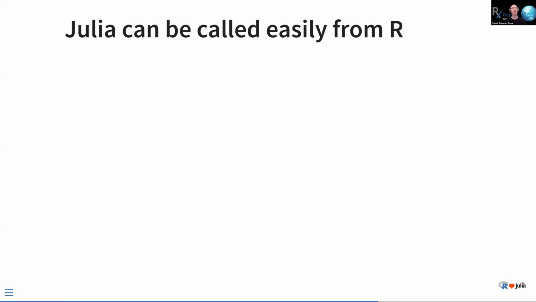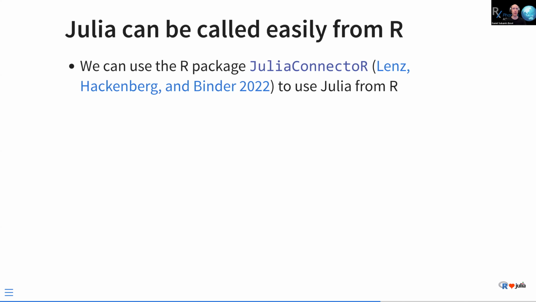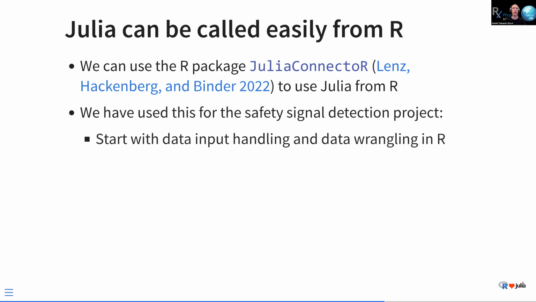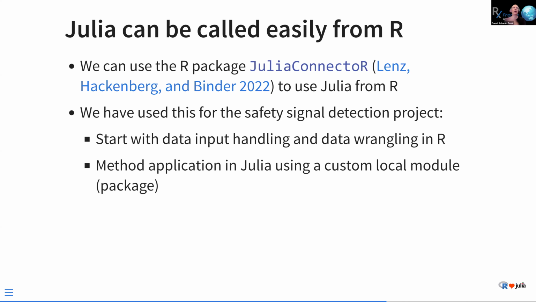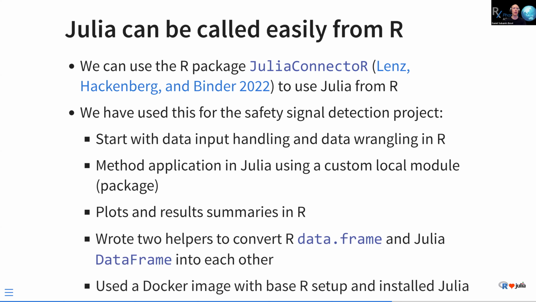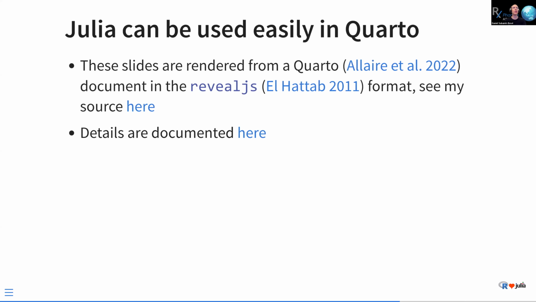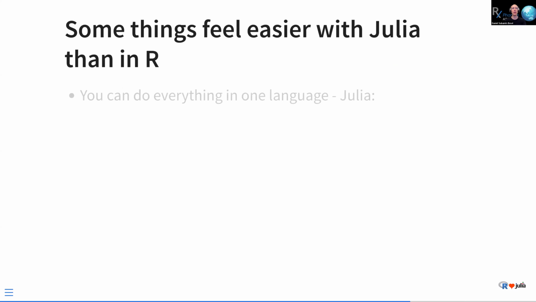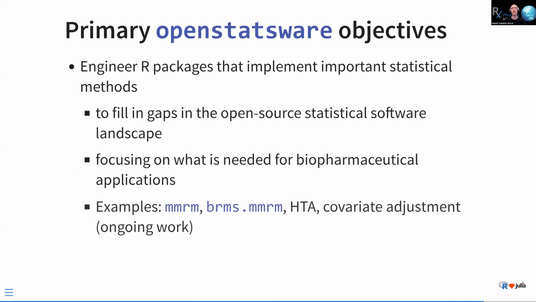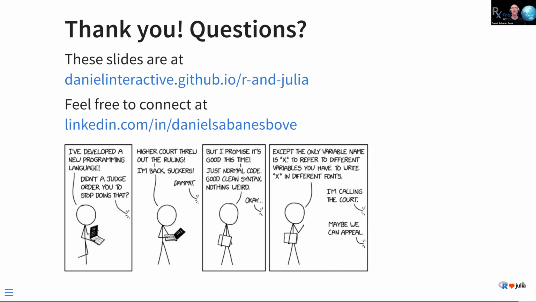And what we used here in these projects, Julia can be called easily from R. So with the JuliaConnectoR package, it's very easy to use. We have used this. You can just start with your data input handling and data wrangling in dplyr and R. Then you apply your Julia code with the custom local module, and then you go back to R. So you will really then only need to use Julia for what you need Julia for, right? Okay. This I will skip over. You can also use it from Quarto, no problem. Some things even feel easier, so you can have a look at this later. I will skip over all of this, okay, and just come to the end.